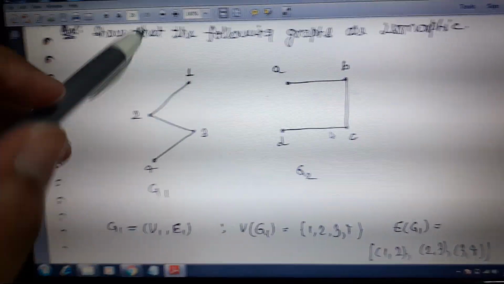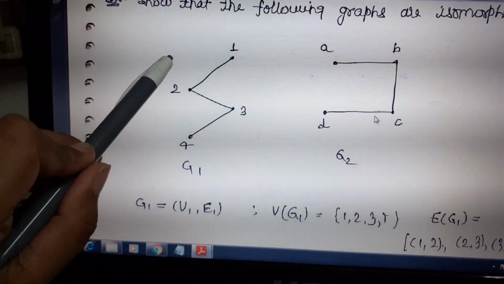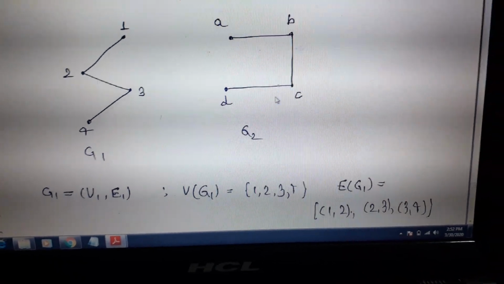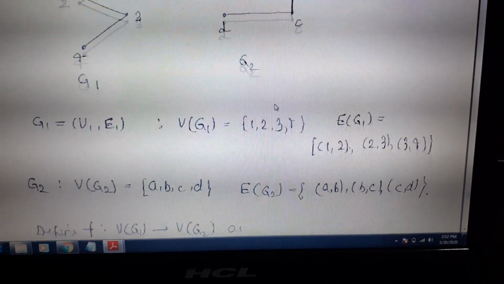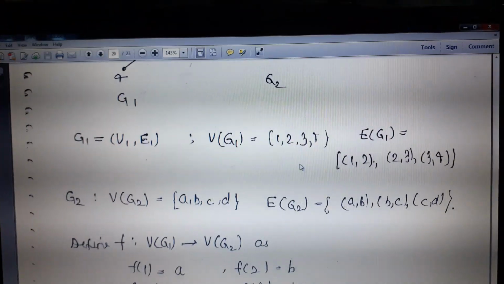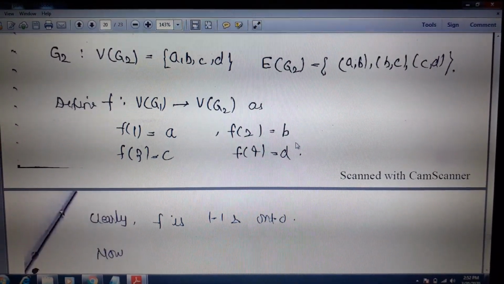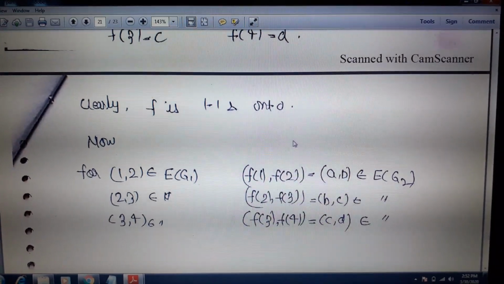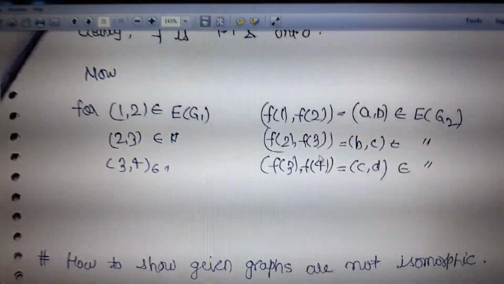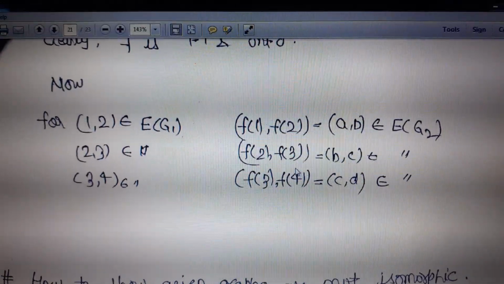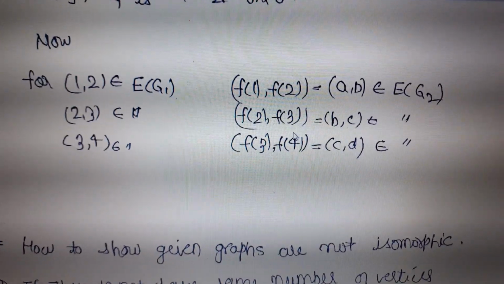Suppose you draw it like this: 1, 2, 3 and then 4. You check that the number of vertices and number of edges are the same. The graphs can be isomorphic, and the degree sequences are also the same. Then you define the function. Clearly by construction, the function is 1-1 onto. For all edges in graph 1, their images are edges in graph 2. Hence, these graphs are isomorphic.